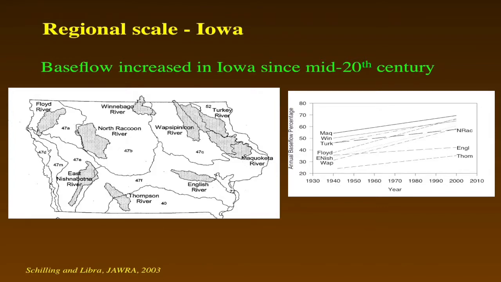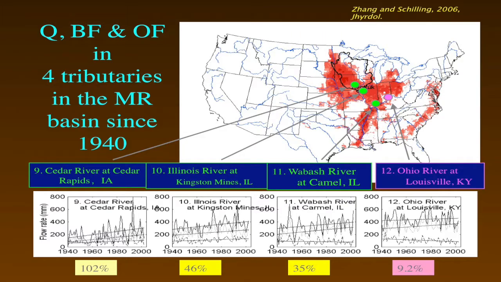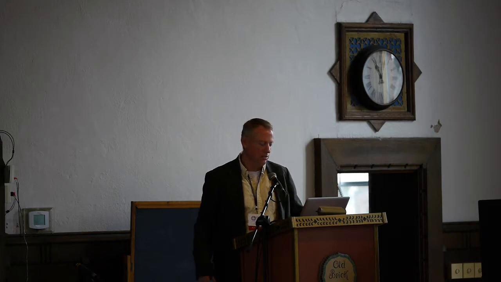And lo and behold, like I said earlier, this is what we see all across Iowa, increasing base flow in all the major rivers. We see the same thing occurring in the entire upper Mississippi River, where we've seen increasing seasonal crops with this soybean idea. We see greater base flow. The Cedar River has doubled in base flow in 60 years.